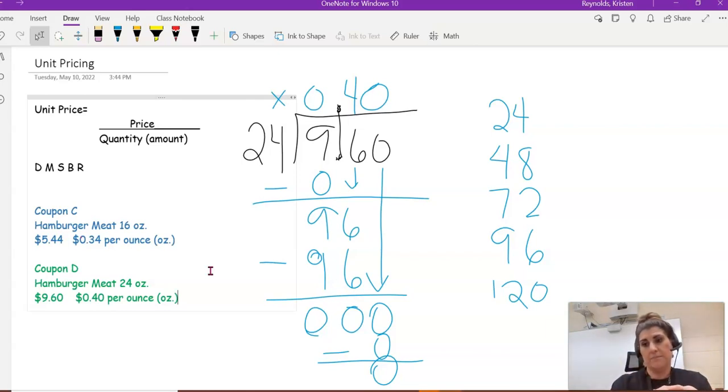So knowing this information and knowing how to figure this out actually will save you money over a length of time. So that is how you figure these things out. So that is unit pricing. That is just another way of dividing decimals and whole numbers. So there you go. Now give it a try on your own.